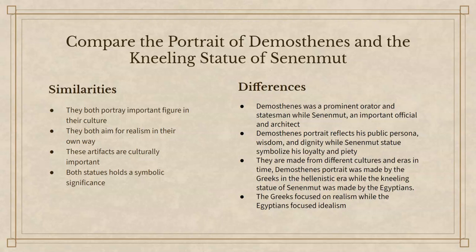Realistic representation. Both sculptures aim at realism in different ways. While Greek art, particularly in the Hellenistic period, sought to depict individuals' features, such as Demosthenes' maturity and thoughtful appearance, Egyptian art, though more stylized, captured specific attributes of important individuals like Senenmut.